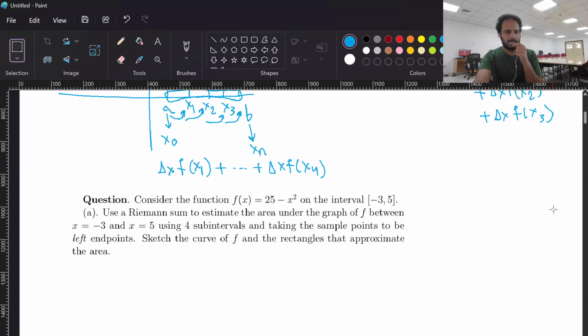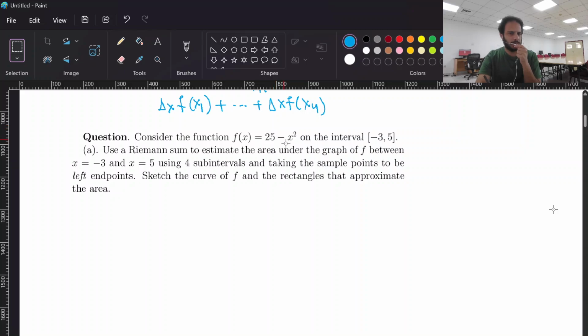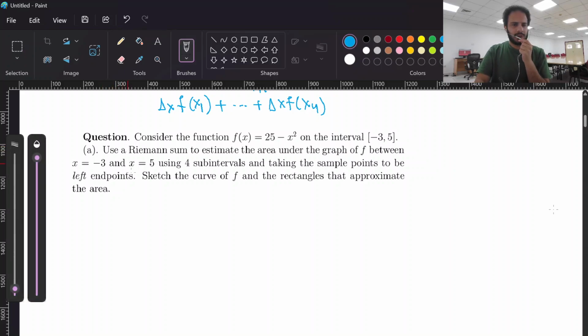Now let's start with part A. Consider the function f of x equals 25 minus x squared in the closed interval from minus 3 to 5. Part A, use a Riemann sum to estimate the area under the graph of f between x equals minus 3 and x equals 5. This is a, x0, which equals minus 3. The other one, xn, in our example is x4, because we are using 4 sub-intervals, and taking the sample points to be left endpoints. Sketch the curve of f and rectangles that approximate the area. So first, for part A, we are using left endpoints.